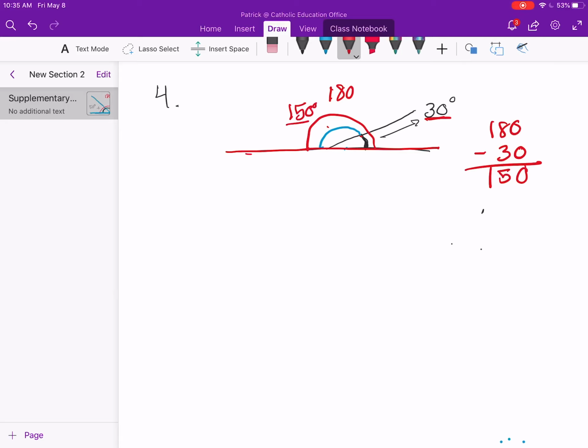And then I can check it. 150 plus 30. So it's 50, 60, 70, 80. Yep, that would equal 180. So now you know how to do supplementary angles. Tomorrow you'll have an actual sheet where you have to do these on your own.